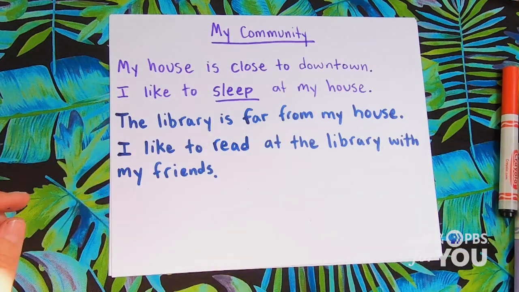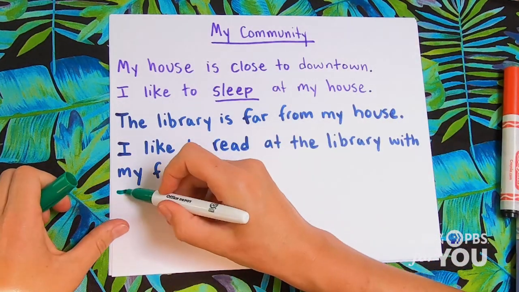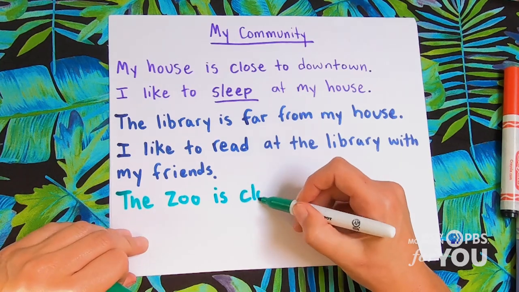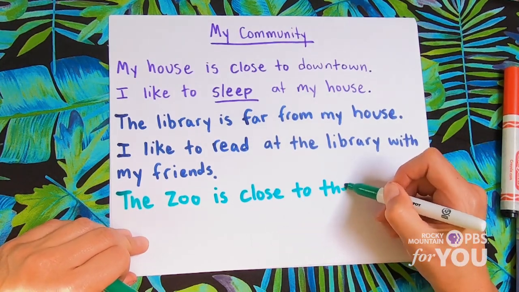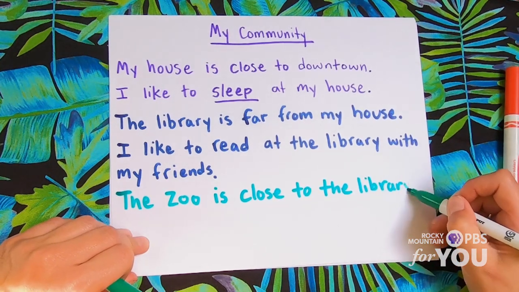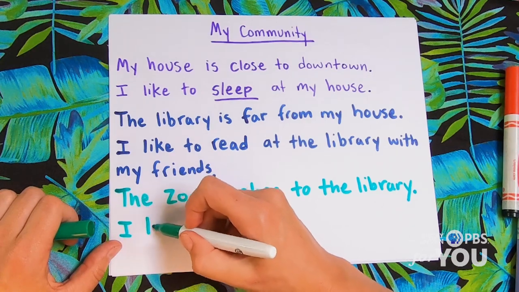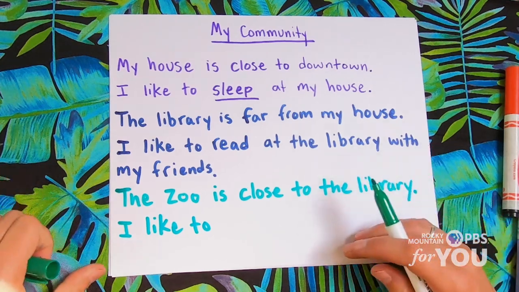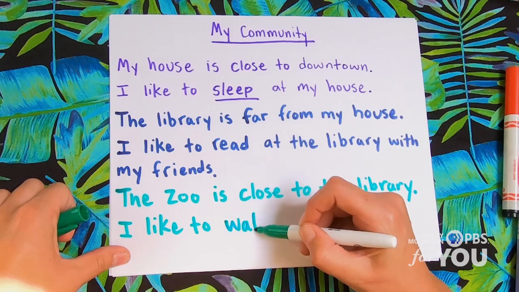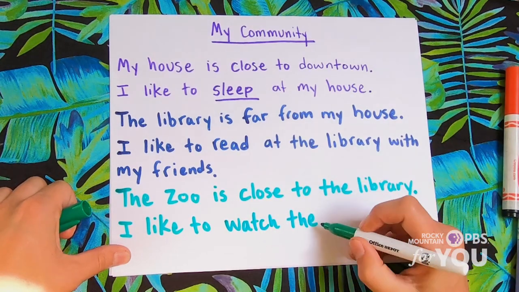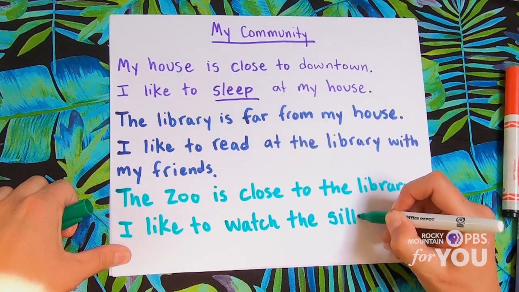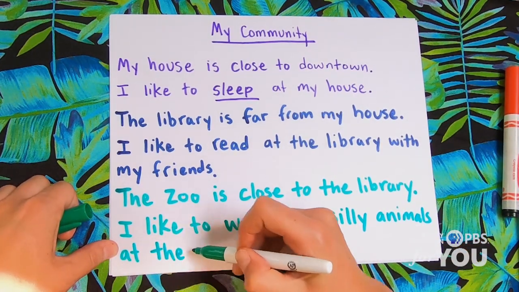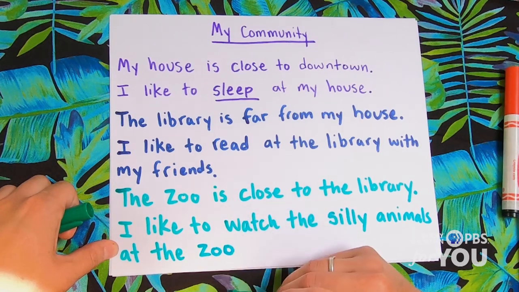Let's do one more. How about the zoo? That's a fun one. The zoo is close to the library. I like to... What would you like to do at the zoo? I like to watch the... I'm gonna add another word in here, an adjective. I like to watch the silly animals at the zoo. Sometimes those animals can be really silly, especially those monkeys.